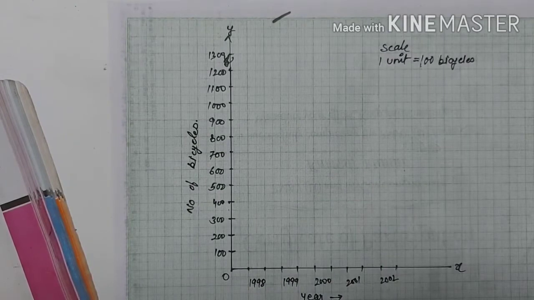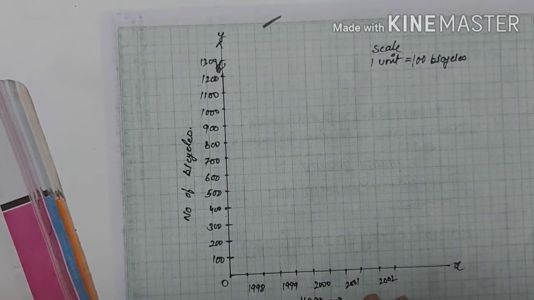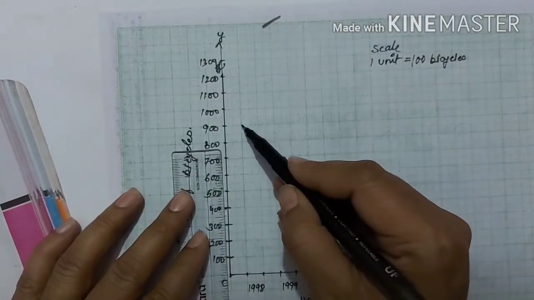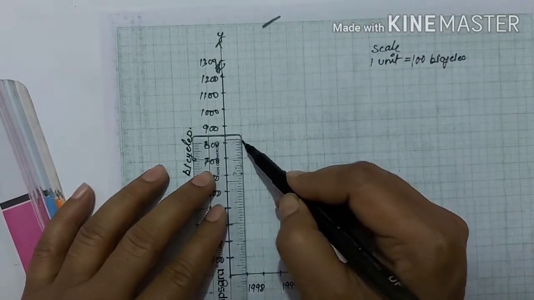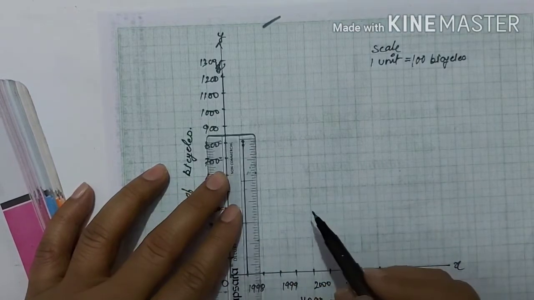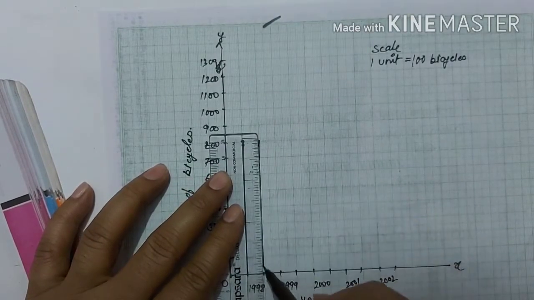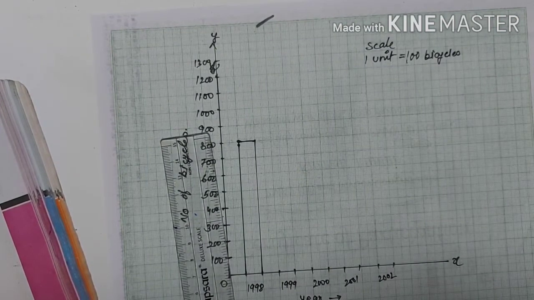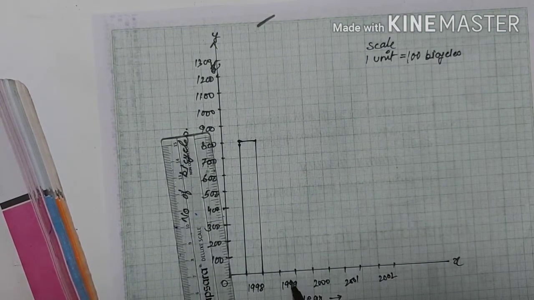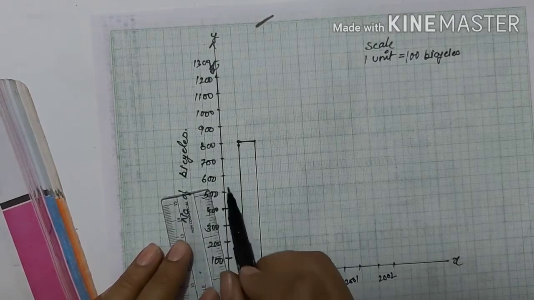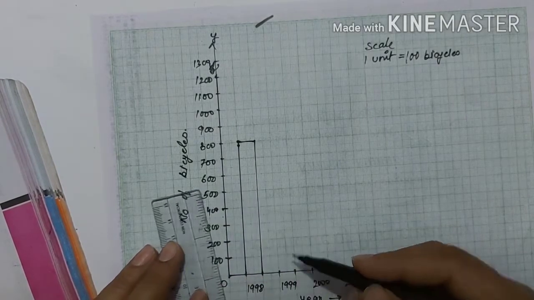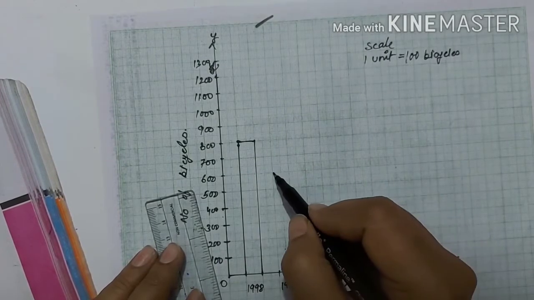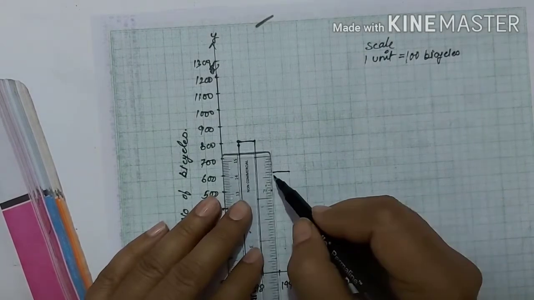Here 1998 is 800 bicycles. There is the 800. So mark the point here and draw the line. The first bar is 800. 1999 is 600. Where is the 600? This is the point of 600, and one block is 100. So counting 1 2 3 4 5 6, 6 blocks is 600.